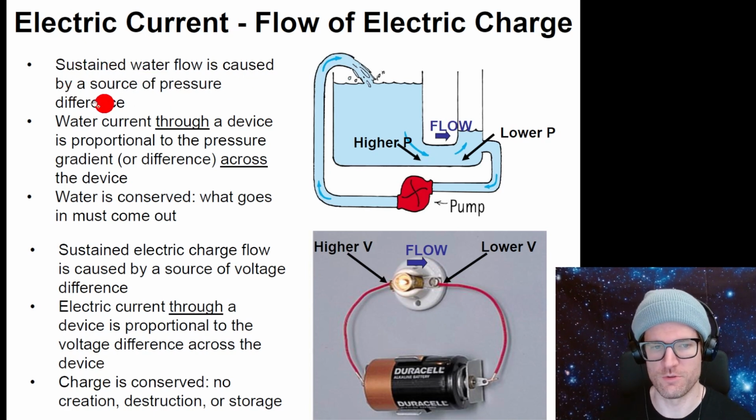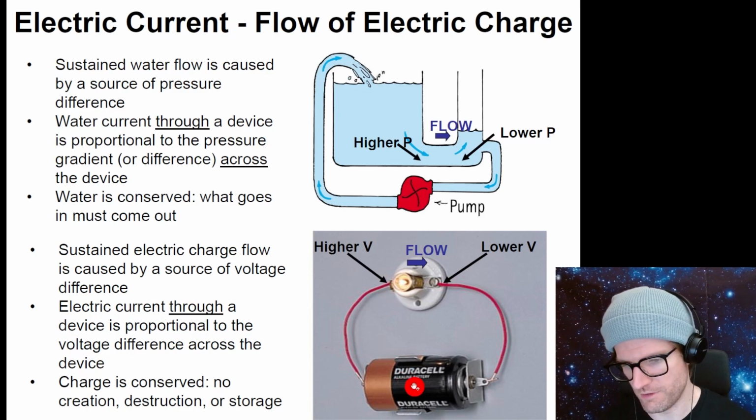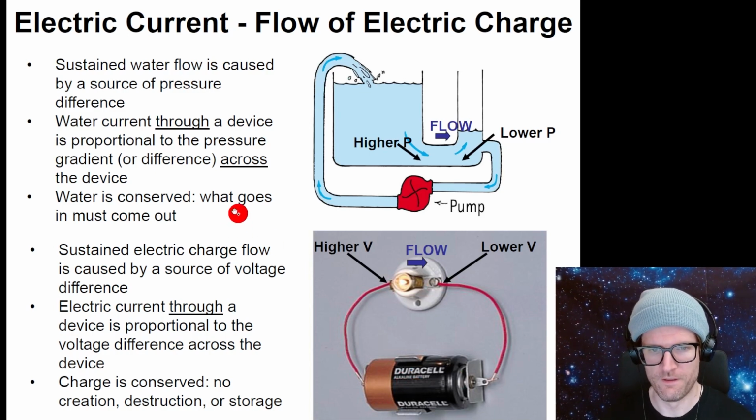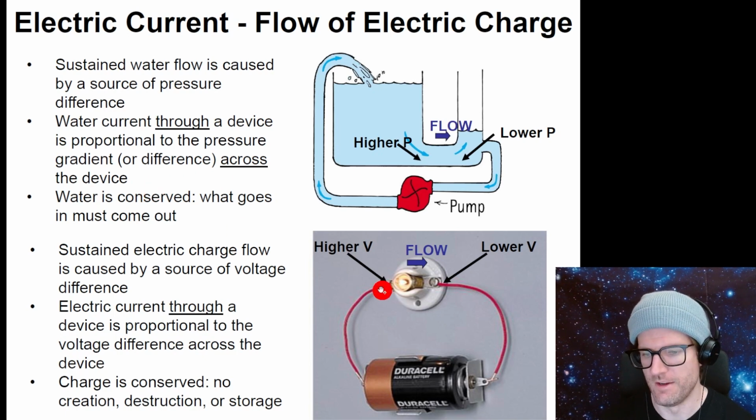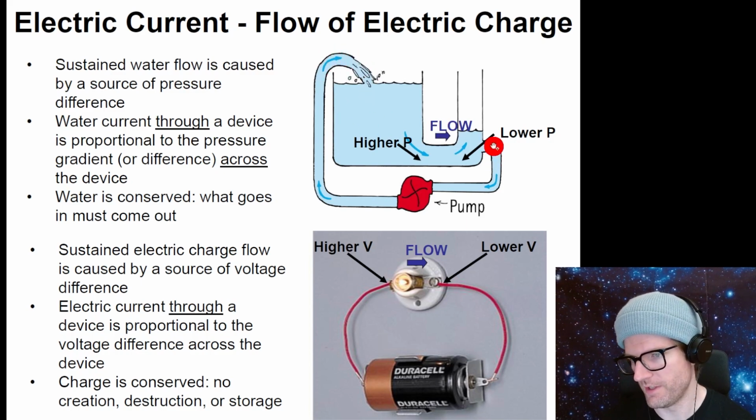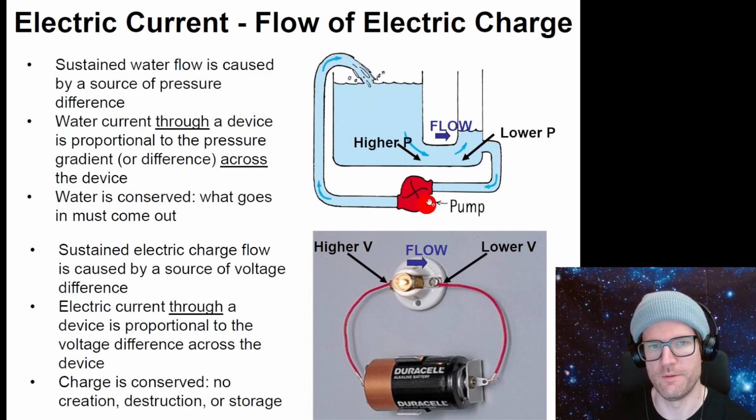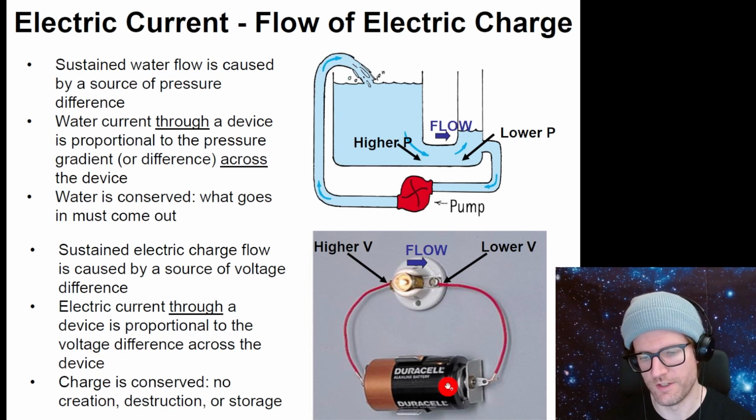Okay, so let's read these sentences here. Sustained water flow is caused by a source of pressure difference. Okay, so the pump causes a pressure difference, which causes the water to flow. Okay, the battery provides a voltage difference, which causes the electric current to flow. Okay, water current through a device is proportional to the pressure gradient or difference across the device. Okay, so how much water flows through here, through everything here, is proportional to the pressure provided by the pump. And then the current going through the circuit here is proportional to the voltage supplied by the battery.